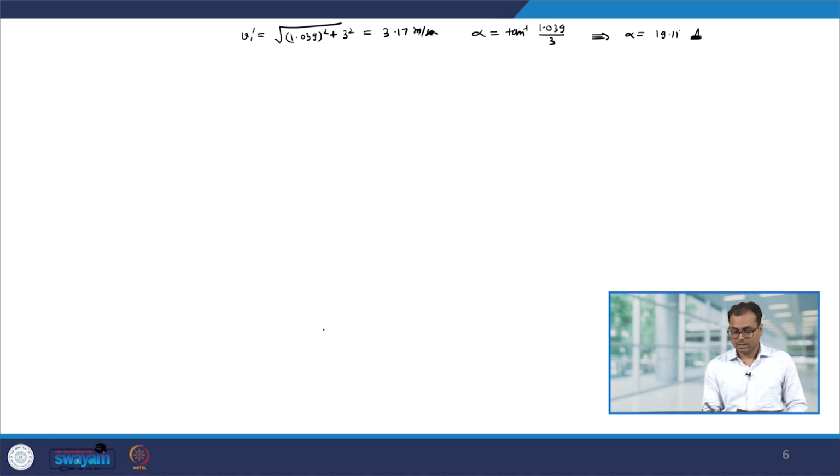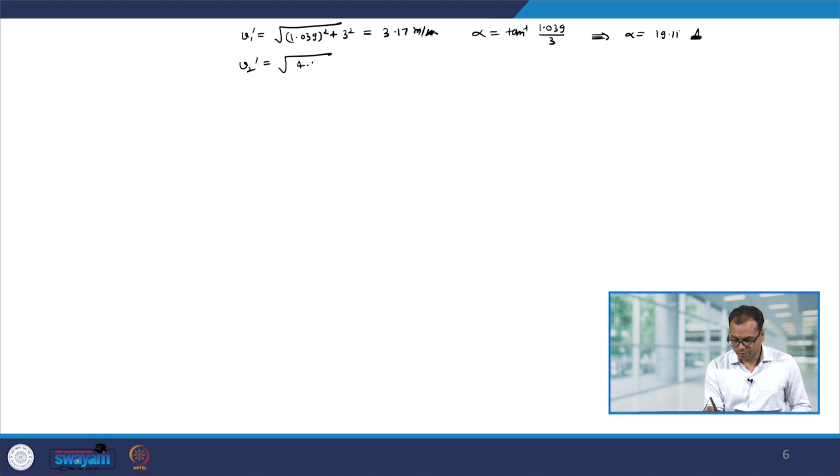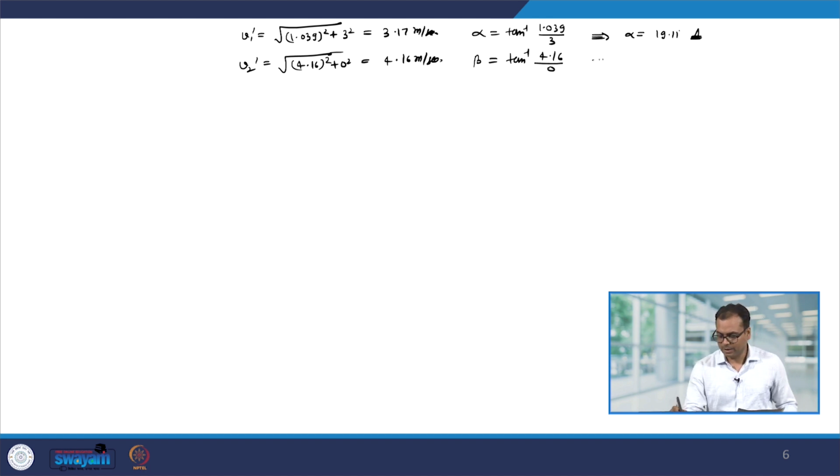Okay. Similarly, v2 prime will be square root v2 prime n square plus v2 prime t square. So, square root 4.16 square plus 0 square. So, square will get cancelled with the square root. So, we have 4.16 meter per second, and the angle beta will be tan inverse 4.16 divided by 0. So, that will be 90 degree.